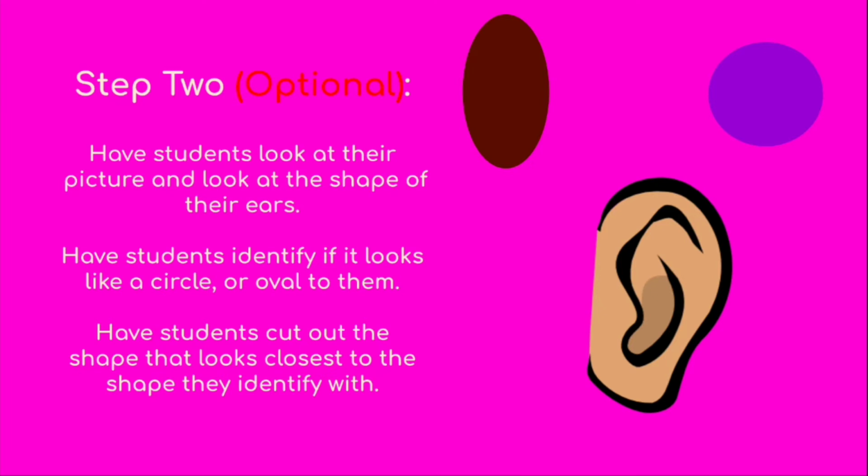Now moving on to step 2, have students look at their picture and look at the shape of their ears, and this step is optional. If you don't want to add ears to your self-portrait, hey, be my guest. But if you do, hey, like I said, be my guest. And if you are going to add ears, have students identify if it looks like a circle or an oval to them. Then have students cut out the shape that looks closest to the shape they identify with.